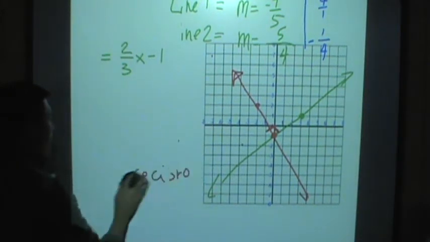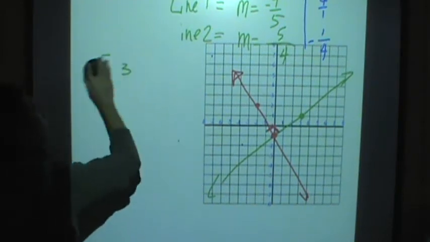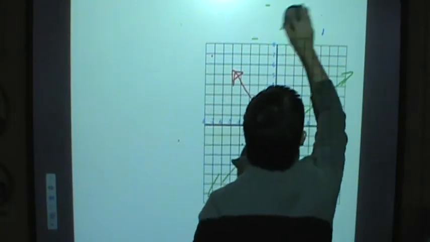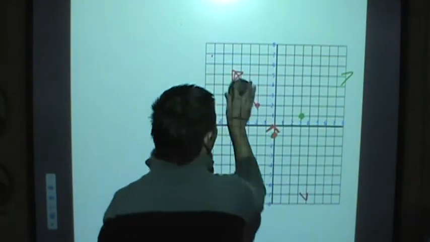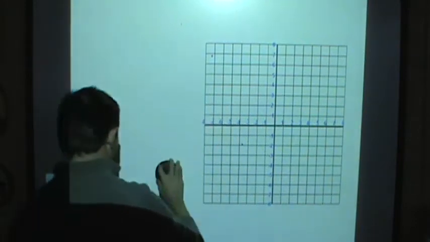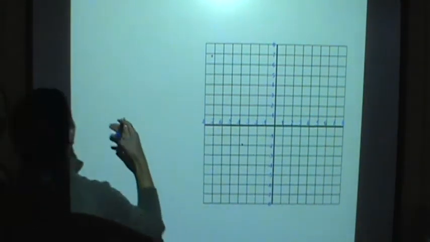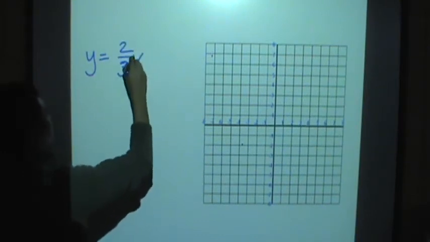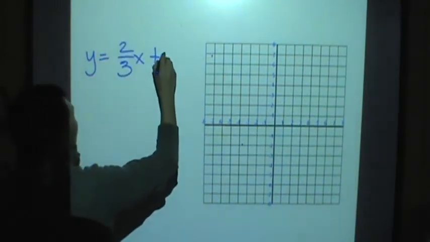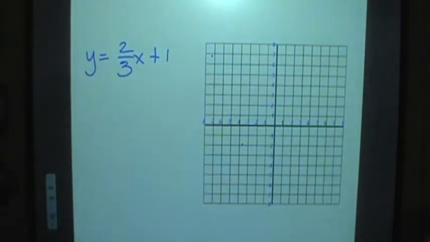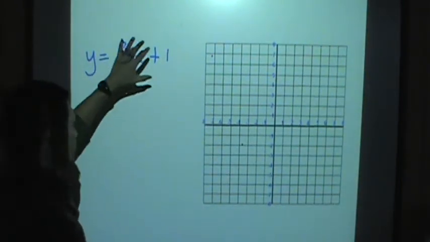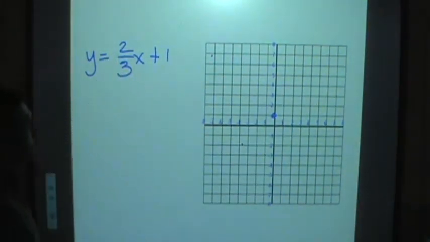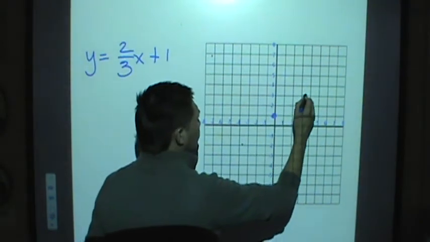Okay? Now, we are done with perpendicular. So how about two lines having the same slope? Okay, so let's try y equals 2 over 3x, let's say plus 1 this time. Again, to graph this equation, we have 1 here, that's your y-intercept, and your slope is 2 over 3. 1, 2, 1, 2, 3.